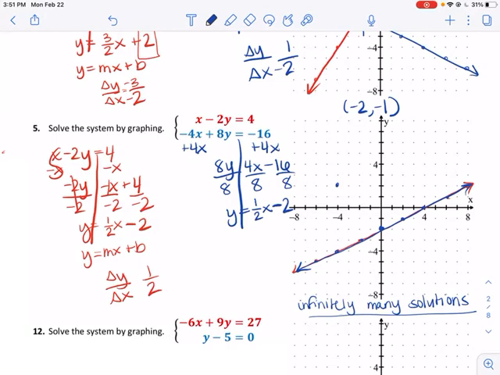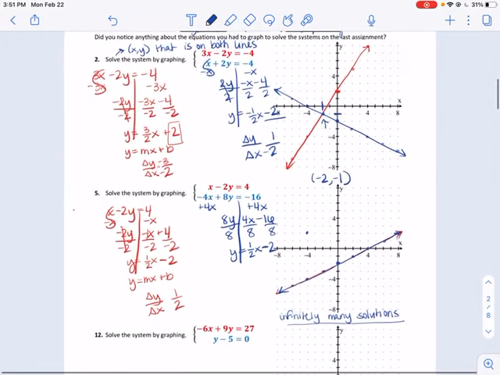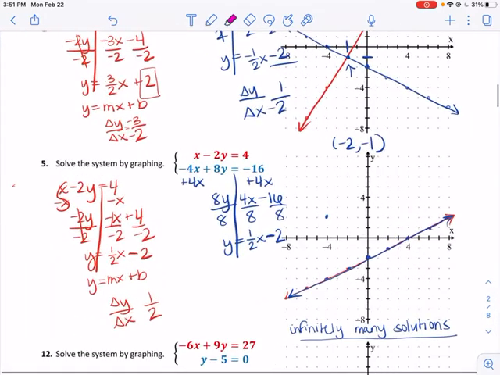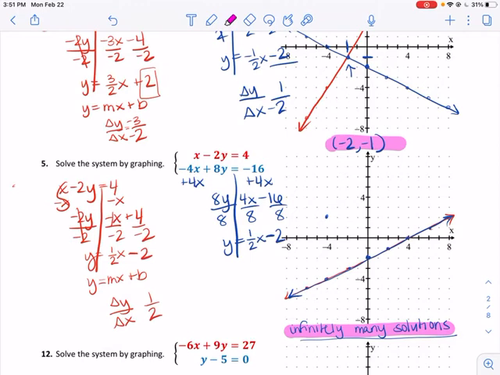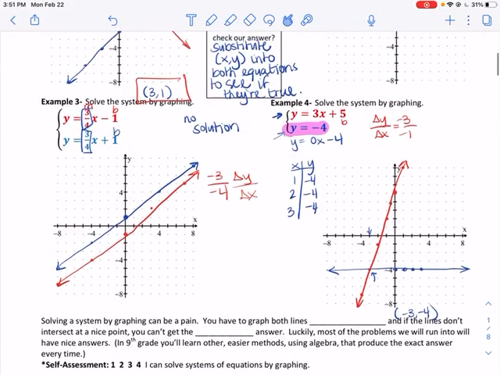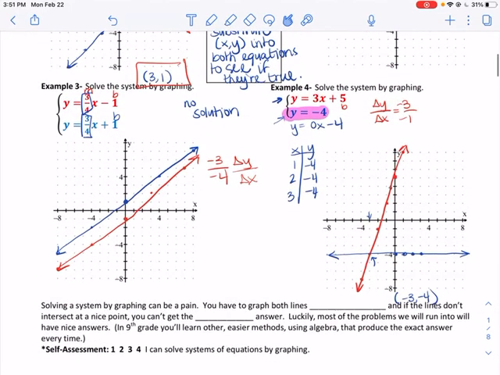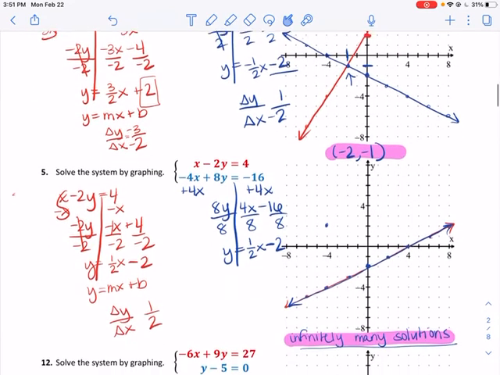So there are 3 types of answers to these problems. There is one solution, and you just write the point. There's infinitely many solutions, and you just write infinitely many solutions. And then there's the one we did yesterday. Where was it? Ooh, this one. No solution, where they don't intersect at all. So there's 3 types of answers for these.